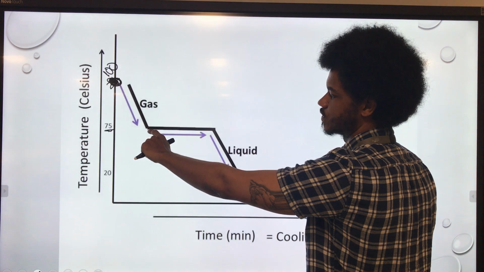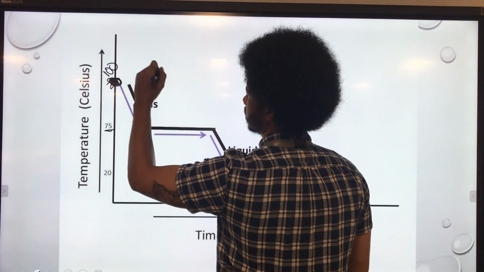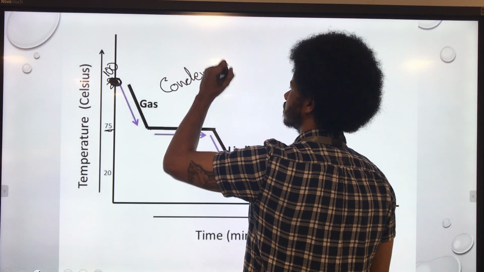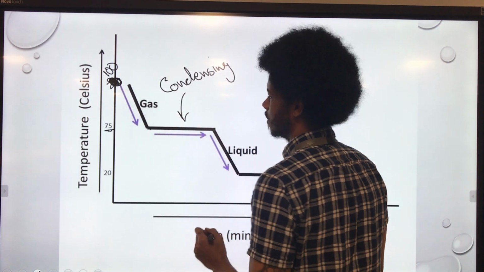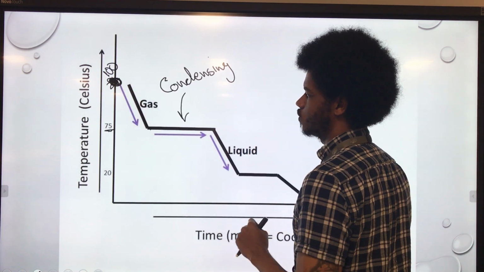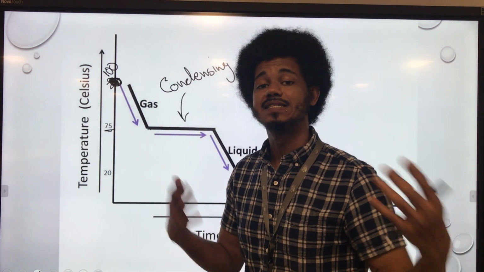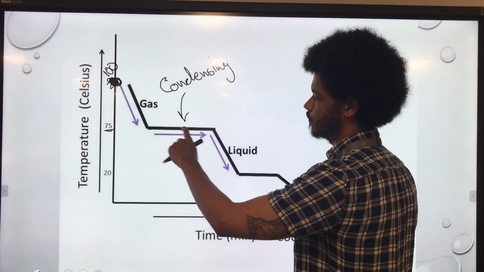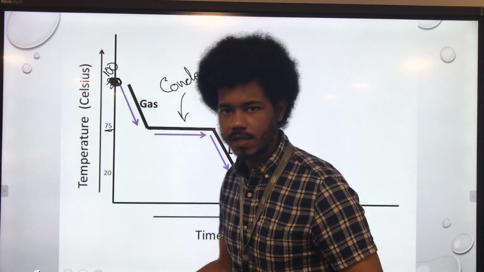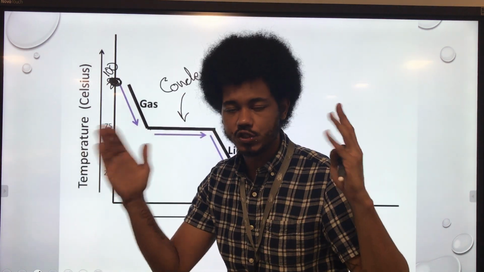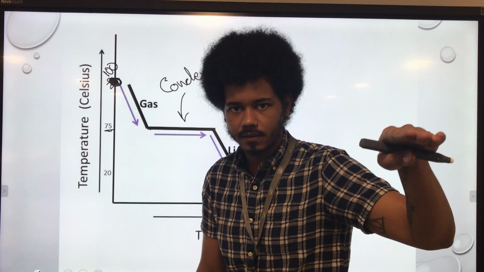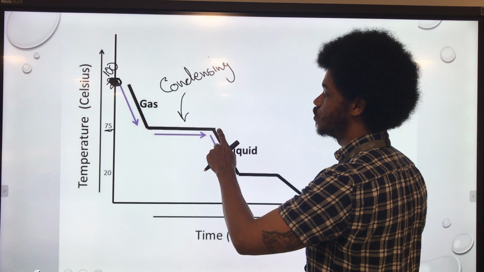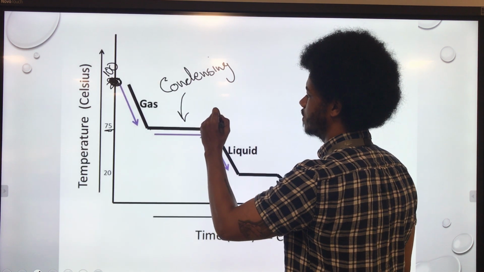The temperature of the gas goes down. What happens here? Here, we are condensing, okay? So we're going from a gas to a liquid. Again, condensing is a phase change. So notice, during the phase change, there's just a flat line. This flat line, it doesn't matter how long the flat line is. Just if there's a phase change, you have to put a flat line. That's the key thing.